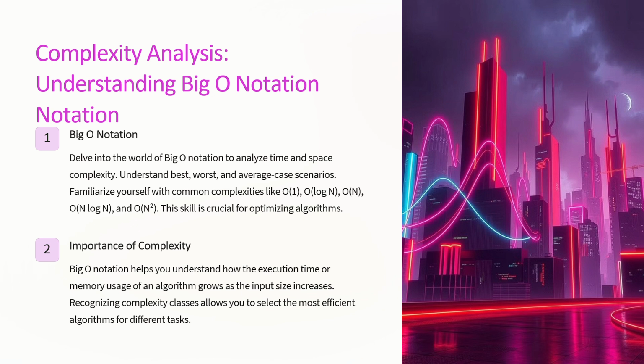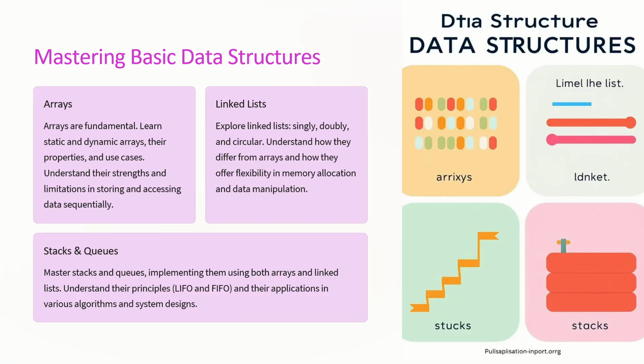After that, we are moving on to space complexity, how much memory an algorithm needs, and optimizing space by using data structures efficiently. So first we have to understand complexity, which helps in writing efficient code and optimizing performance. After that we are moving on to mastering basic data structures.